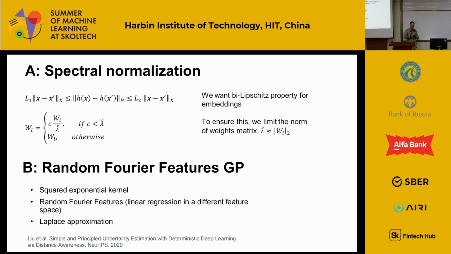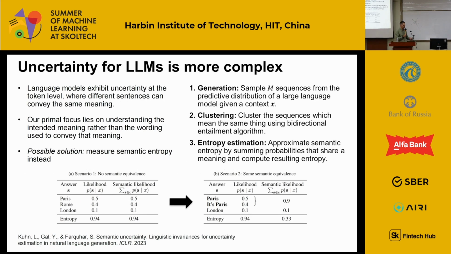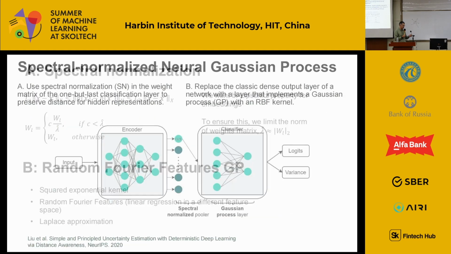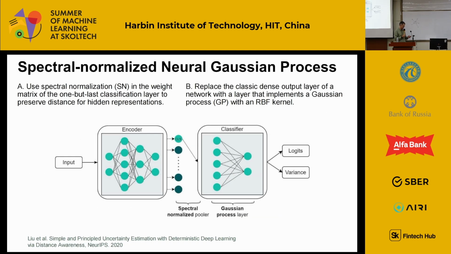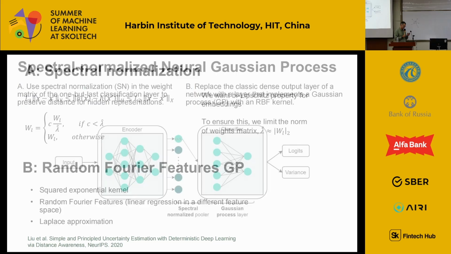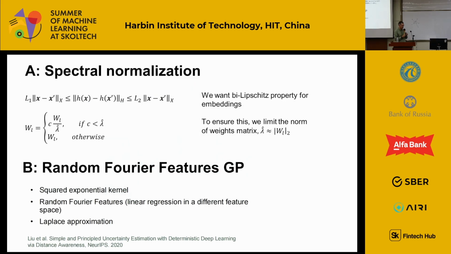There are a few technical details that we need to know to implement this: how exactly to apply spectral normalization, and how to apply this Gaussian process classification in the case when we have a very large sample size. It's called random Fourier features Gaussian process regression.